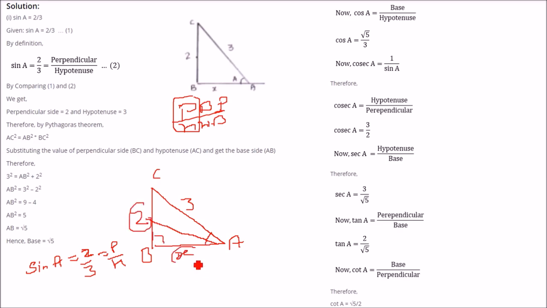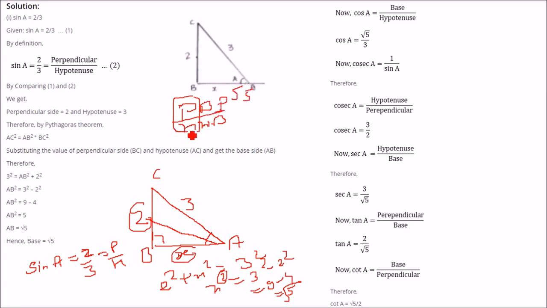So 2 square plus x square equal to 3 square. So x square will be equal to 3 square minus 2 square, that will be 9 minus 4. It will be 5. So we have to take root because this is square. It is under root 5. So this side is under root 5. So all the sides are known now.